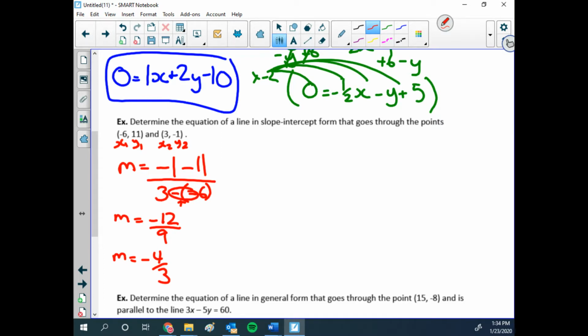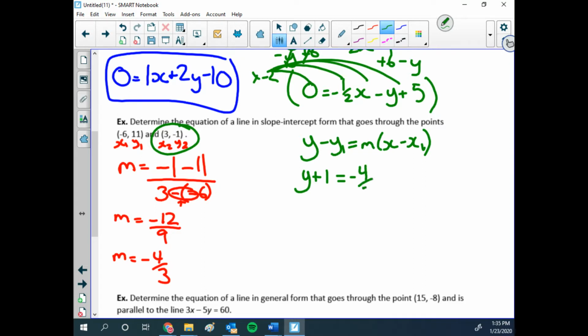No. So what I need to do is go and start with y minus y1 equals m x minus x1. Once you have the slope and you have some points, go to slope point form and then convert to slope intercept form. So y minus y1, it doesn't really matter what point I use. Usually I use the easier one, so I'm going to choose this one. So y minus y1, so minus a -1 is +1. M is equal to -4 thirds. X minus x1, which is 3. And then I would multiply that out. Y plus 1 equals -4 thirds x. And then -4 thirds times -3 is going to give me a positive 4.